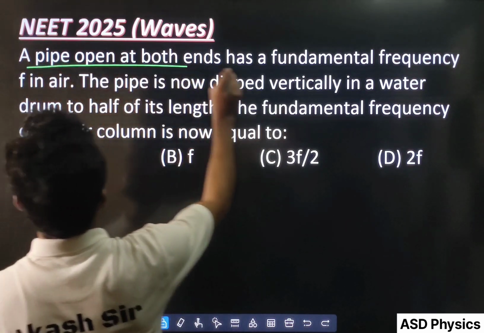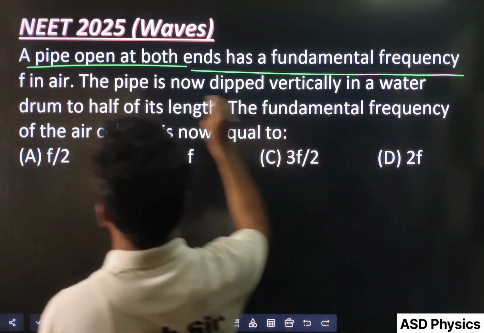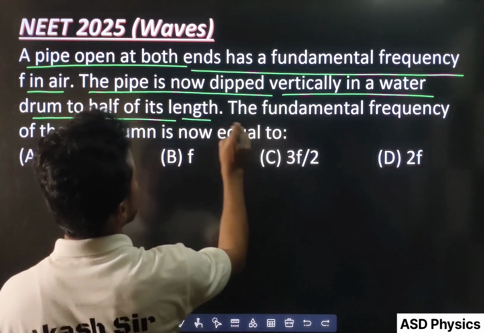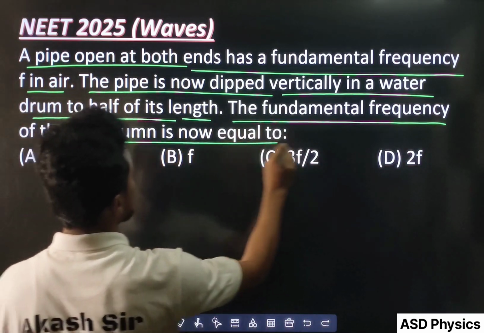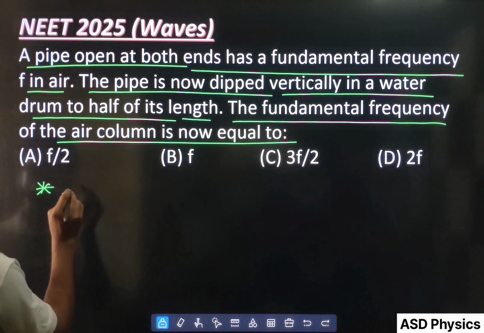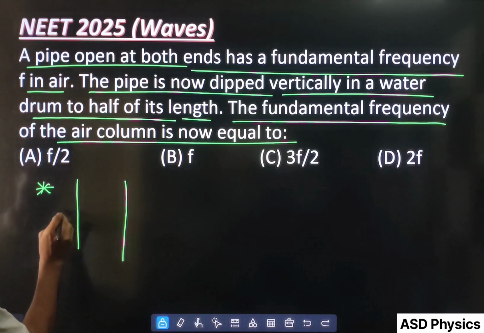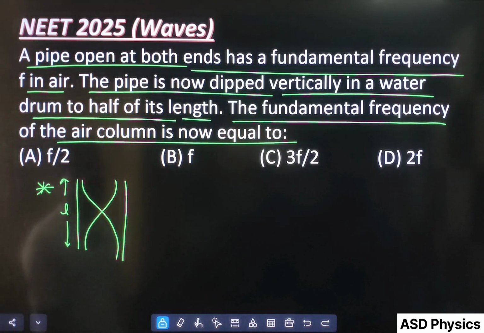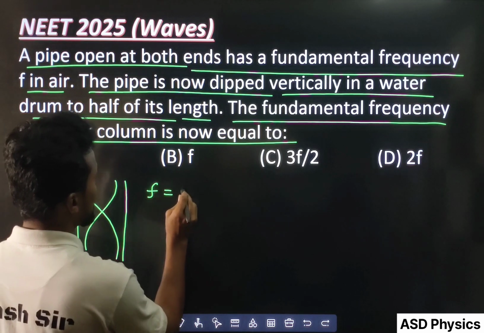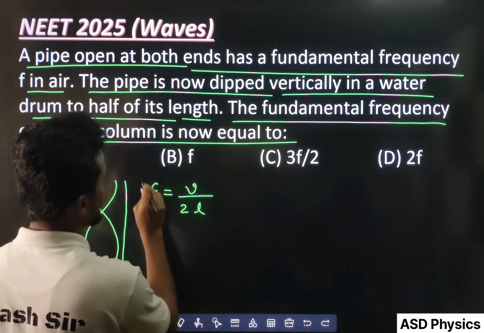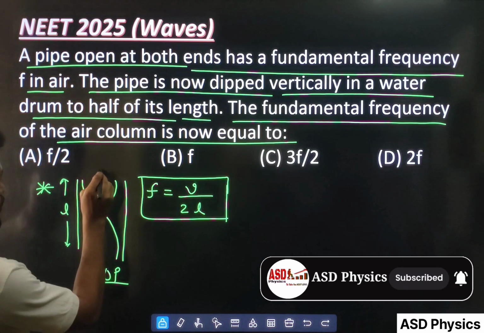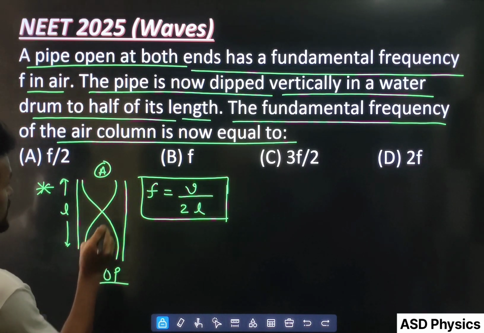Now let's see, this is the last question here. The question is, a pipe open at both ends has a fundamental frequency f in air. The pipe is now dipped vertically in water to half its length. The fundamental frequency of the air column is now equal to how much here? Okay, so what is happening here? First, this is the pipe, this is an open organ pipe, and let's take this length is L. What will be the fundamental frequency? The fundamental frequency in this situation is like this. Okay, so in this situation, this f is given by v by 2L. Can you remember the formula here? This is which pipe? This is the open organ pipe. This is called the antinode. This is also an antinode, and this is the node.